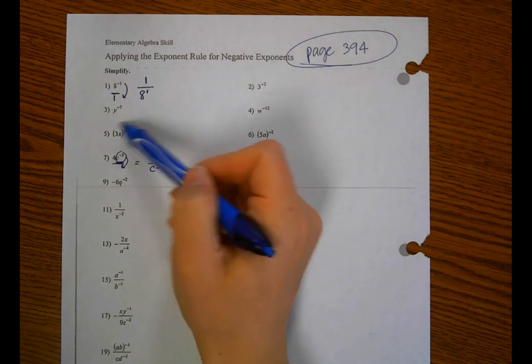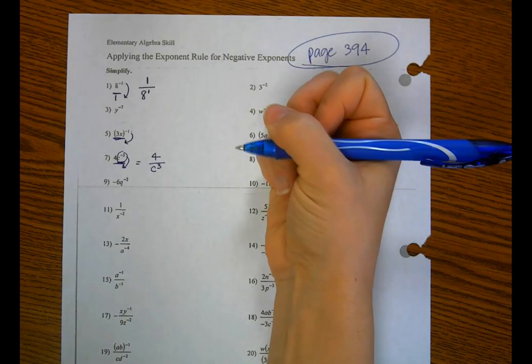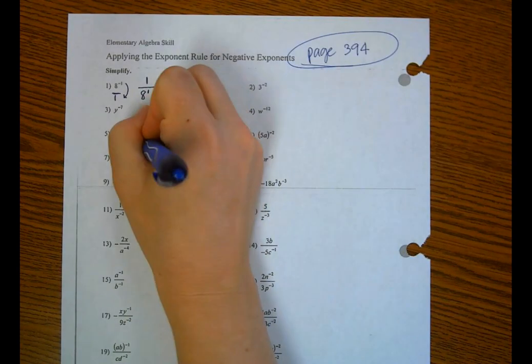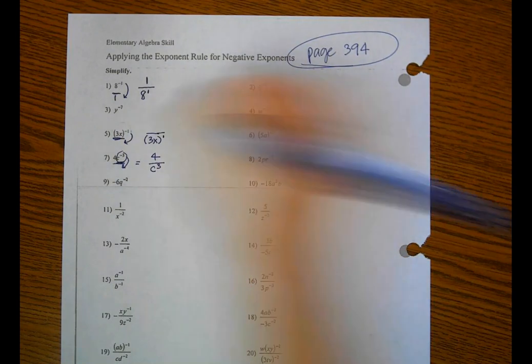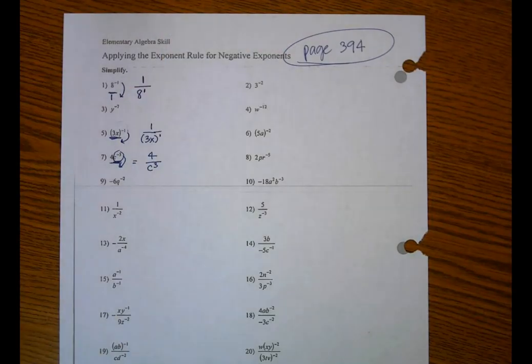So then going back to number 5, since this is all negative, that means all of it needs to move to the bottom of the fraction. So we would have 3x to the first all move to the bottom. And then again, if there's nothing at the top, we always write a 1.